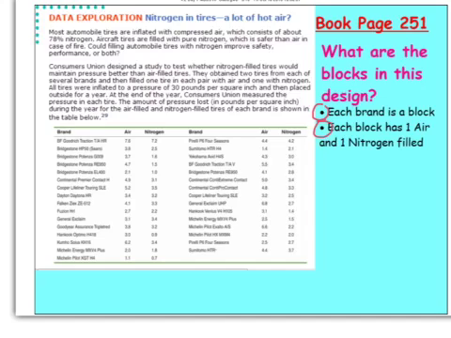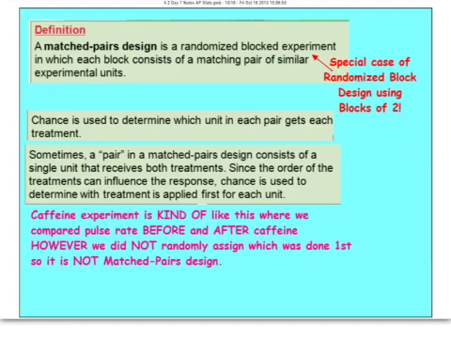Maybe the next type of tire would be a generic tire. You would test that one in another block, and so forth. Now, the second type of experimental design is a matched pairs design, and here's what it is.